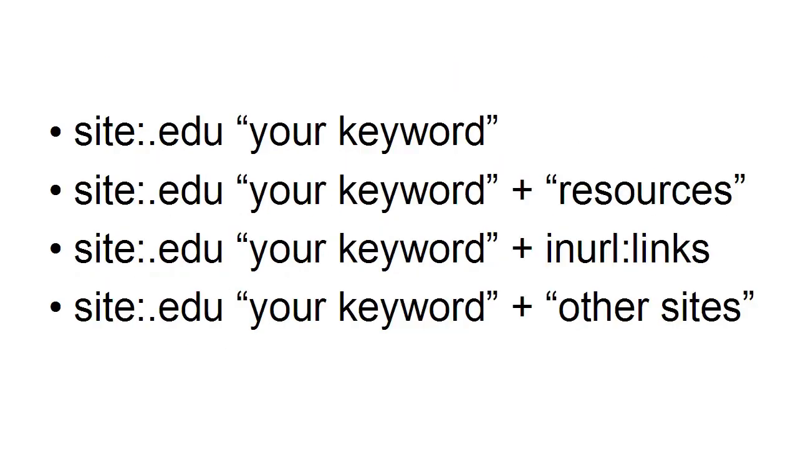One way to find them is to do searches like this in Google. Enter site:.edu followed by your keyword, or your keyword plus resources, or your keyword plus inurl:links, or your keyword plus other sites. And that will give you some resources to go through, and then you just simply contact the university and ask them, as I just discussed.